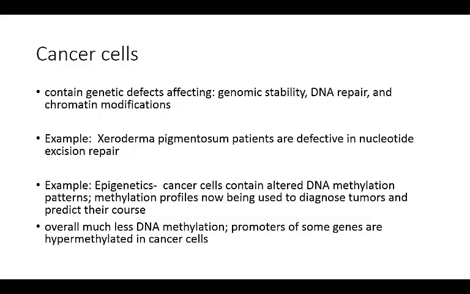Another example in terms of chromatin modifications is epigenetics. In epigenetics, we look at modifications made to DNA, things like DNA methylation, and the patterns for the cancer cells are going to typically be altered compared to normal cells. In fact, they are starting to now use these methylation profiles to diagnose tumors and help predict how severe they're going to be and how well they might react to certain different types of treatments. Overall, these cancer cells are going to have much less DNA methylation. However, promoters of some genes might be hypermethylated in these cancer cells. And so these cancer cells can't respond in a normal manner.